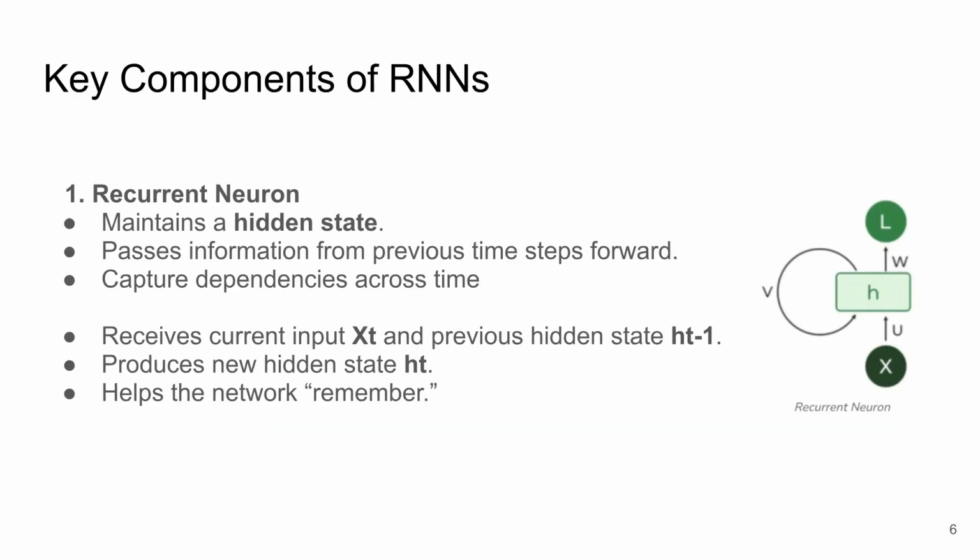The first key component is the recurrent neuron. This is a neuron that maintains a hidden state and passes information from previous time steps forward. It captures dependencies across time by receiving both the current input X_T and the previous hidden state H_T-1, then produces a new hidden state H_T. In a way, the hidden state is the network's memory. It remembers relevant information from everything that came before.